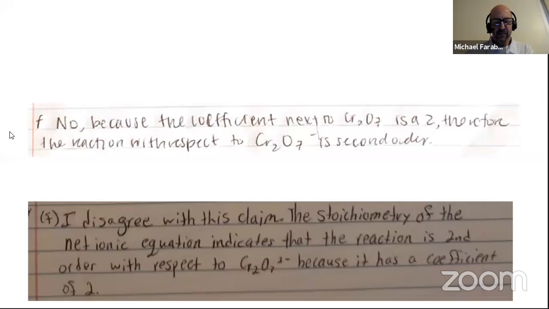These people are disagreeing because they say there's a coefficient of 2 in the balanced equation. Therefore, it cannot be first order. So they're confusing stoichiometry with rate laws.